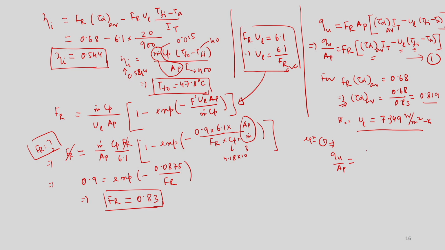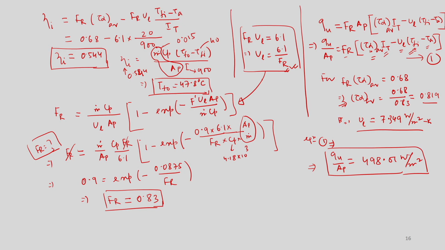So, we will get a value of 498.01 watt per meter square. Because all values are known to us, TFI is known, TA is known, IT is known, these are calculated now. FR is known. So, we can straightaway calculate what will be QU by AP or heat flux, right.